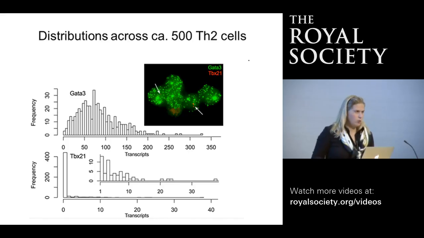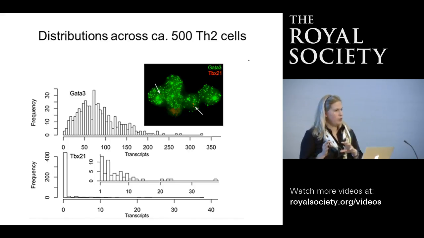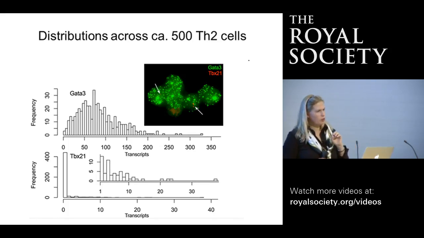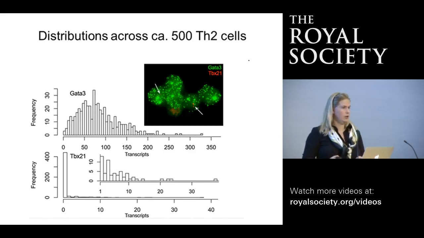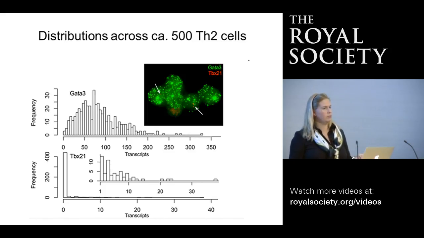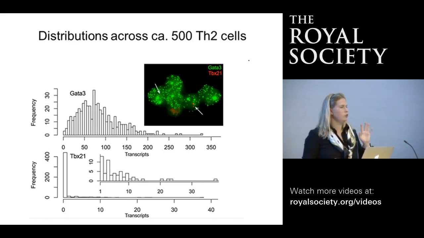Now, I mentioned that we're always looking at populations of cells when we do these genomics experiments. So what we wanted to do was drill down to what is really happening molecule by molecule, cell by cell. To do that, we used a technique called single molecule RNA FISH that doesn't give us genome-wide information, but gives us information about one or two genes, or we actually did it for a handful, at the resolution of individual molecules, individual mRNAs in individual cells.